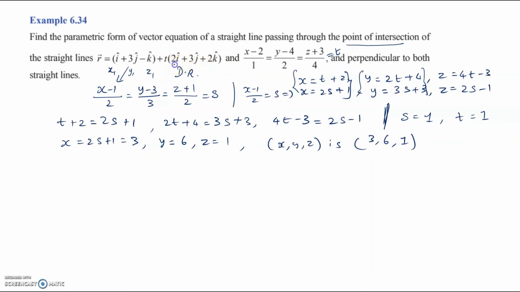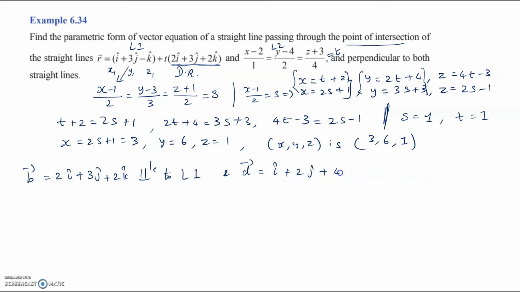So here we can say that this is parallel to line 1. So let's say that vector B, which is equal to 2i cap plus 3j cap plus 2k cap, is parallel to line 1. Okay, this is line 1 and this is line 2. And vector D will be, these are the direction ratios, so we can use them and form the vector equation, and that will be the vector that is parallel to this line. So that is i cap plus 2j cap plus 4k cap. So that's the line parallel.